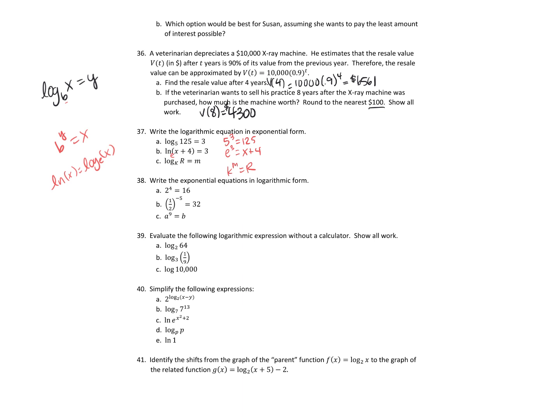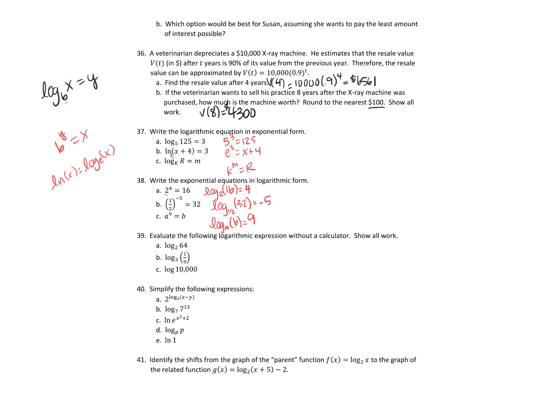Write the exponential equations in logarithmic form. So the base here is 2, so it's going to be log base 2 of 16 is equal to the power, which is 4. And here, log base 1/2 of 32 is equal to the power, which is minus 5. Log base a of b is equal to the power, which is 9.